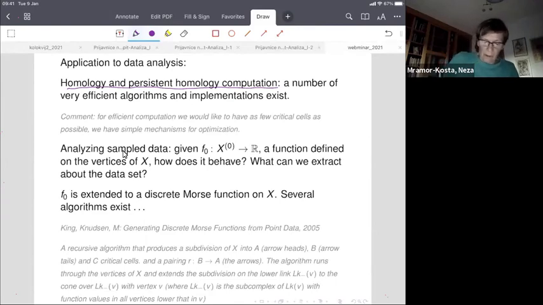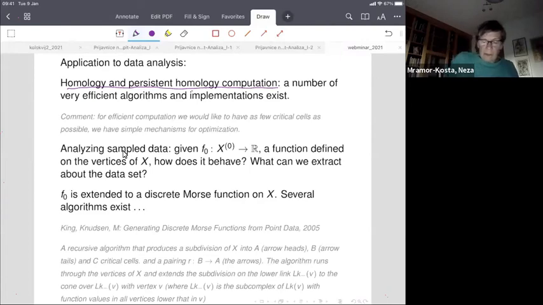So in homology and persistent homology computation, we have a number of really efficient algorithms and implementations which are based on discrete Morse theory. There are a lot of computational topology libraries where the homology computation really rests on discrete Morse theory, because this turns out to be a really efficient way of doing it. I won't go into a specific library, but it's not difficult to find. We have the Gudhi library from Ulrich Bauer and the CHomP library from Konstantin Mischaikow and other people. So there are a lot of these libraries around.